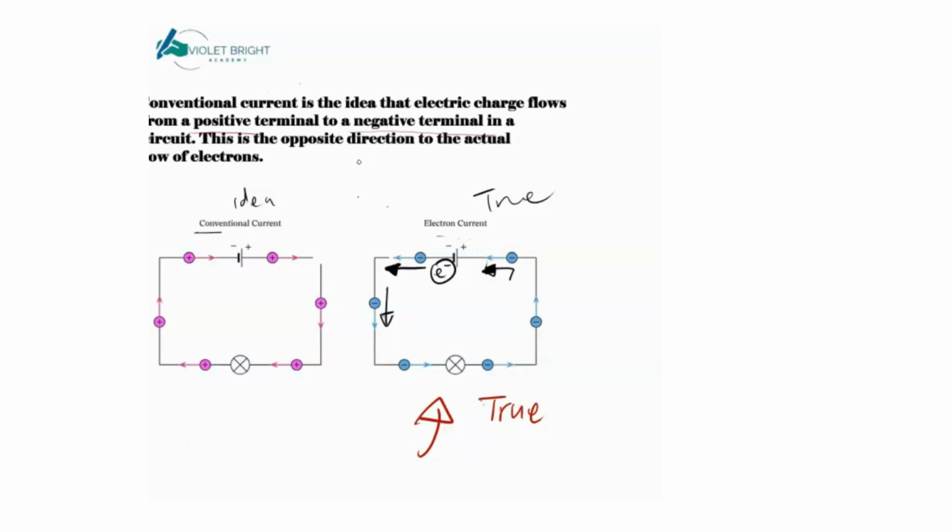But the conventional current is the opposite of that. It's an idea, basically. It states that current flows from the positive to the negative terminal of the battery.